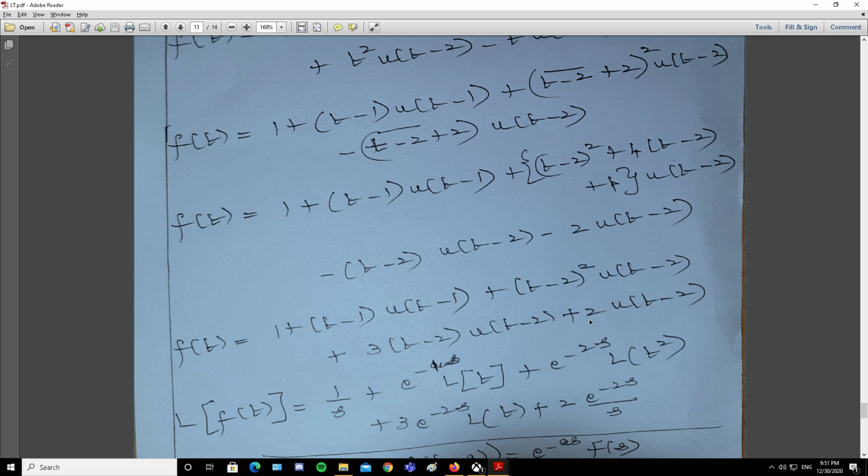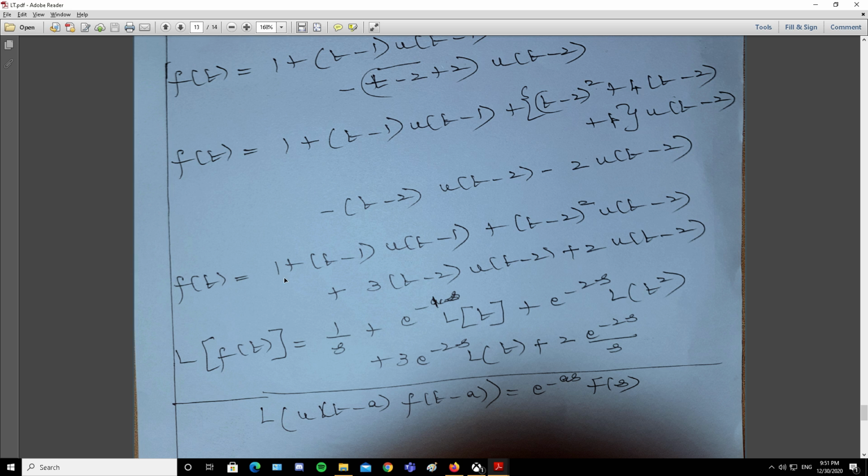Now you take Laplace on both sides. What is Laplace of 1? 1 by s. And here you have the product. So what is a here? 1. So e power minus 1 into s into L of f(t). What is f(t)? t. And here, what is a here? a is 2. So e power minus 2s is Laplace of t square. And here 3 times e power minus 2s is Laplace of t. And 2 times, what is Laplace of step function? e power minus as by s. So that is e power minus 2s by s.